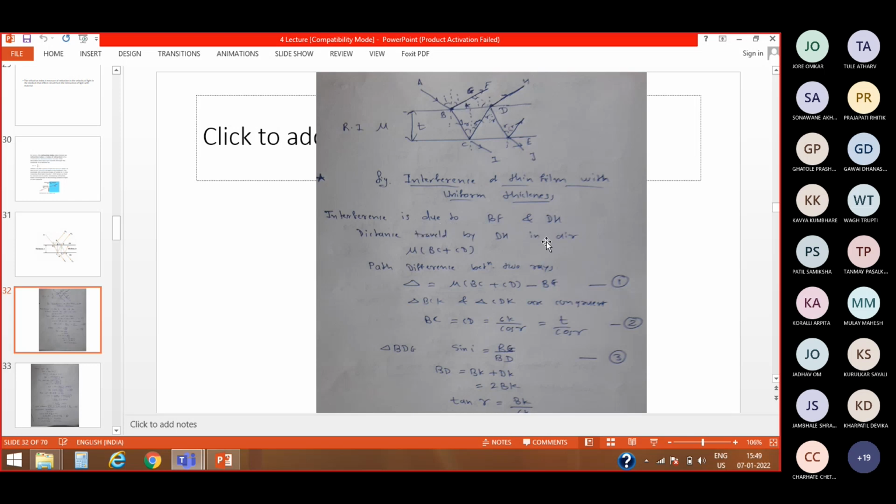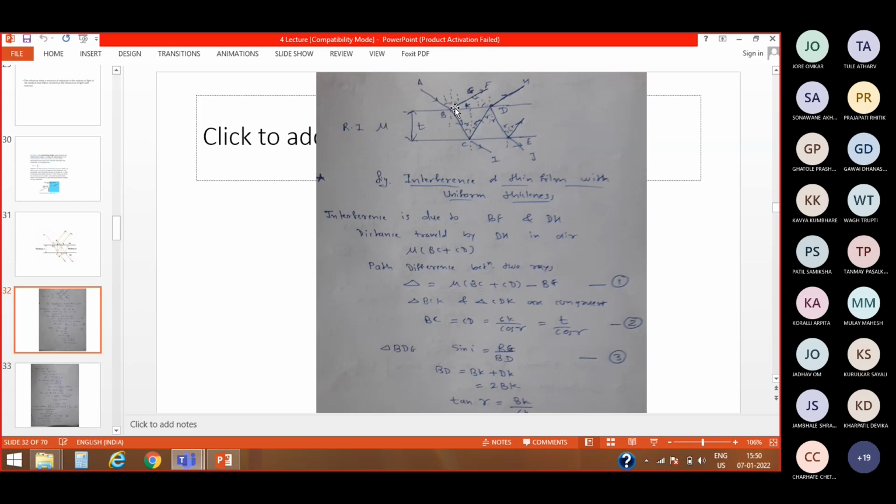The distance traveled by DH in air is equal to mu into BC plus CD. तो यहाँ पे आप देख रहे हैं कि when light is incident on B, the ray immediately gets reflected, but there is a path difference here. The light DH is coming some time later than BF. So there is some difference in the time of reflection of light BF and DH. So that is nothing but the path difference.